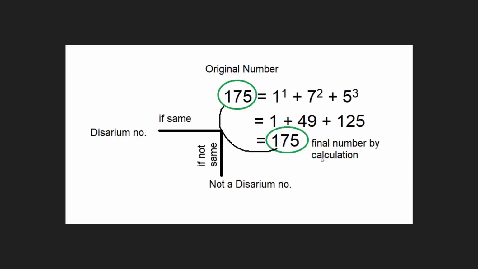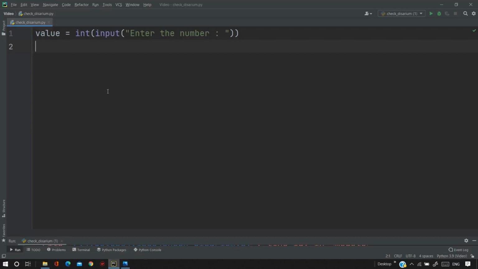First of all, we have to find the result of the calculation, and after that we have to check whether they are the same. If they are the same, the number is Desarium. If they are not the same, the number is not Desarium. Let's do this in code.